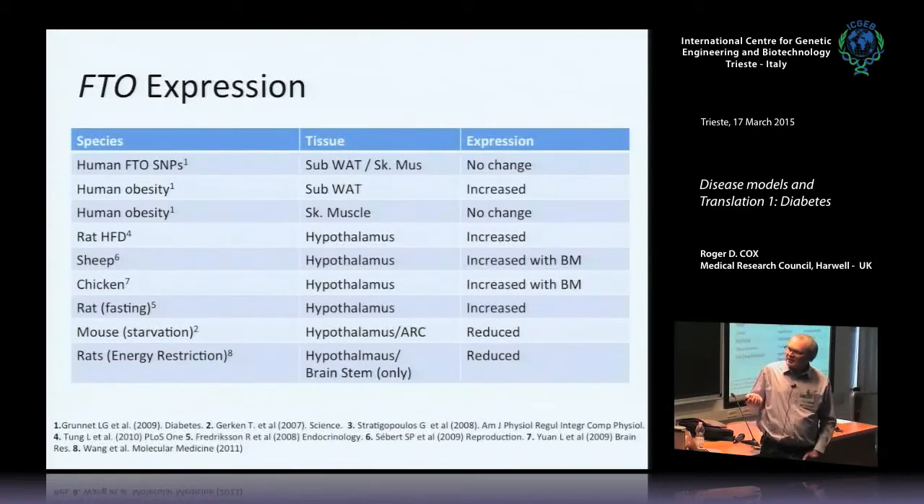In the brain, in the hypothalamus, a number of studies in rats and mice have also been a bit contradictory in that fasting rats showed an increase of expression and starved mice showed a reduced expression. But these studies all vary in the amount of time that the mice or the rats are starved for. And in this case, this really was starvation. It wasn't just fasting overnight. It was much more extreme than that. So it seems from these studies that FTO may well be responding to energy demand.